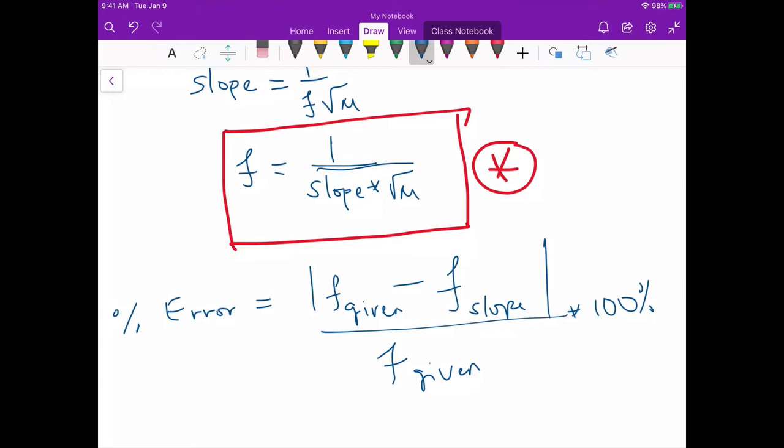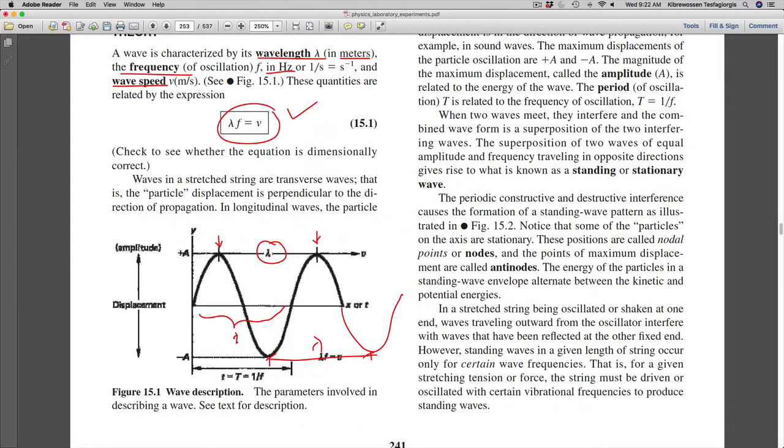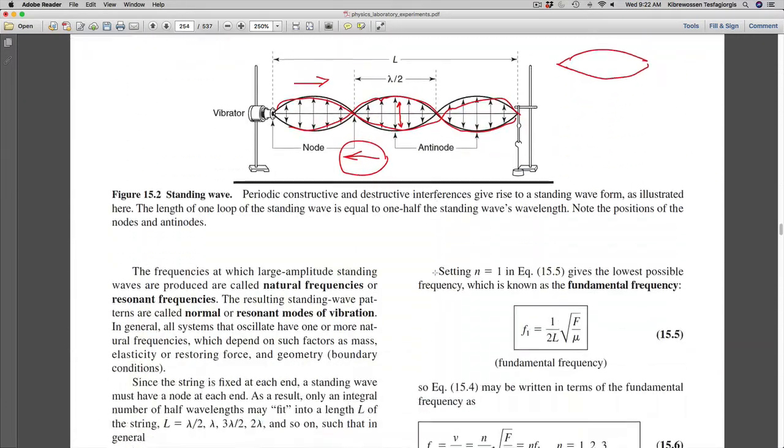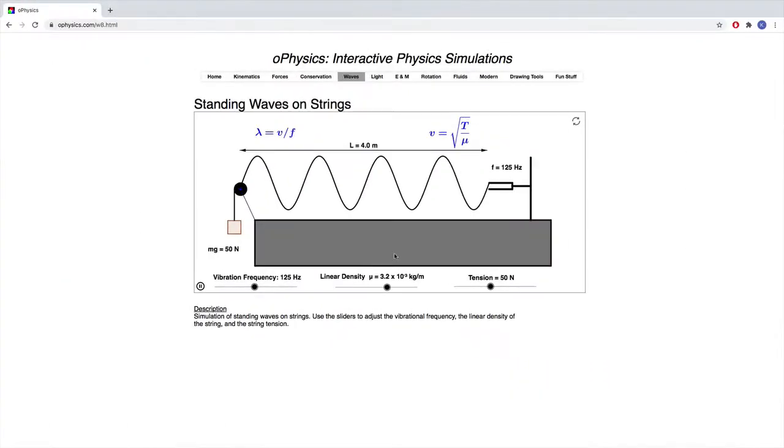So let's go ahead, and I will show you what kind of simulation we are going to use for this particular lab, and how we are going to find lambdas and root f's. The first thing that we are going to use is this. I'm going to put the link in the description.